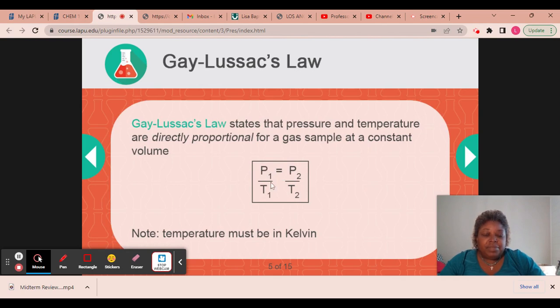Gay-Lussac's law, that's P1 over T1 is equal to P2 over T2, where again, the P1 and T1 are the first pressure and temperature listed, P2 and T2 the second pressure and temperature listed. When you're looking at the gas laws, one thing to note is that anytime you're dealing with any of the gas laws, your temperature must be in Kelvin.